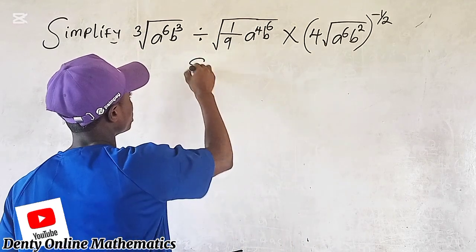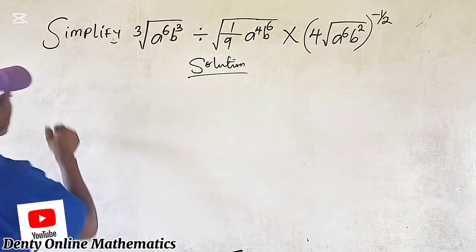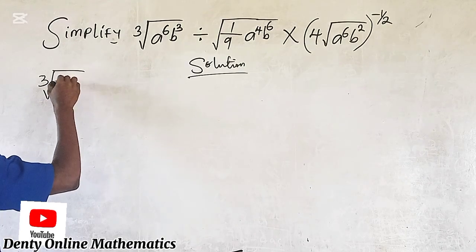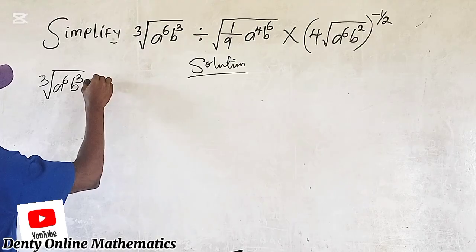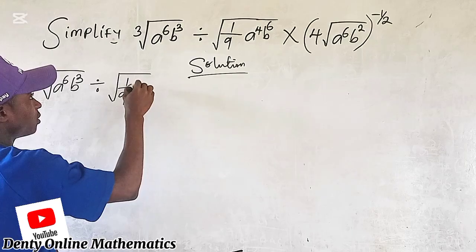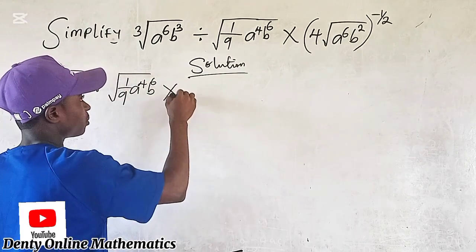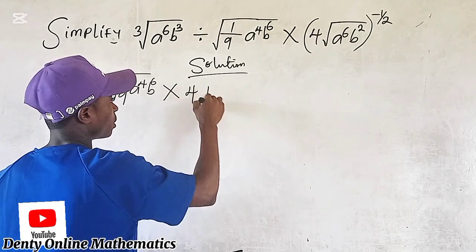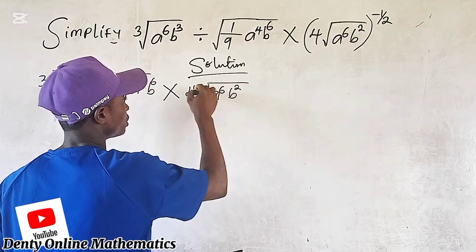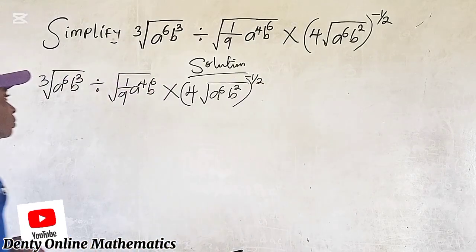Now here is the solution to this problem. What we have here is the cube root of a raised to the power of 6 multiplied by b raised to the power of 3, all of this divided by the square root of 1 over 9 a raised to the power of 4 b raised to the power of 6. Now this is multiplied by 4 multiplied by the square root of a raised to the power of 6 b raised to the power of 2. All of this is raised to the power of negative 1 over 2.